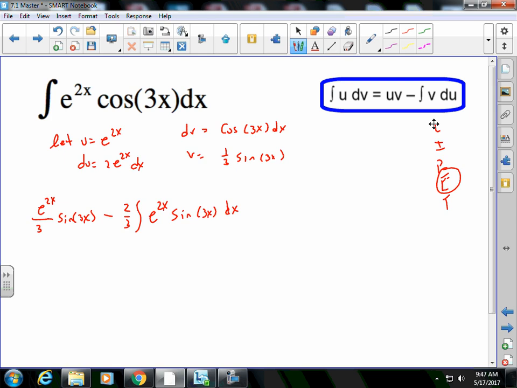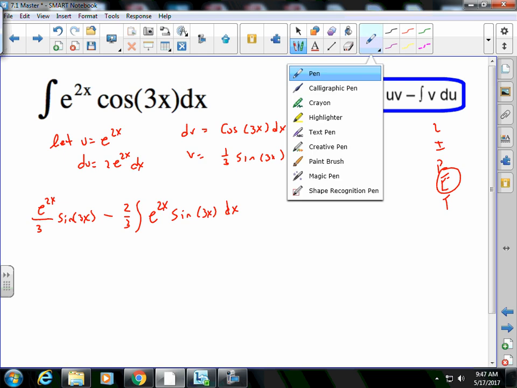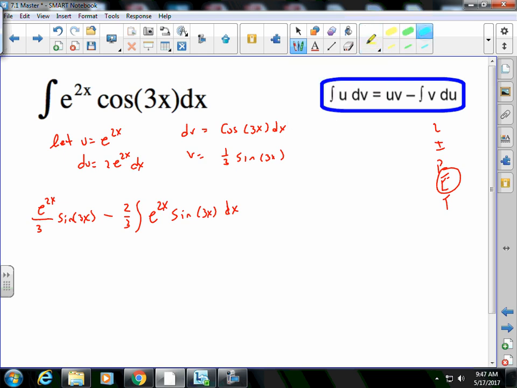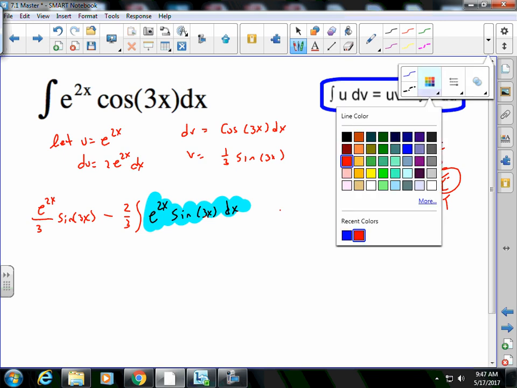When I look at this, I go, oh, that's easy. I can't do this problem. All right, I'm going to look at it and say, I don't know how to integrate this. Well, we're going to do what we did last time. We're going to just find another way of applying integration by parts. So let's change color so we don't get lost.